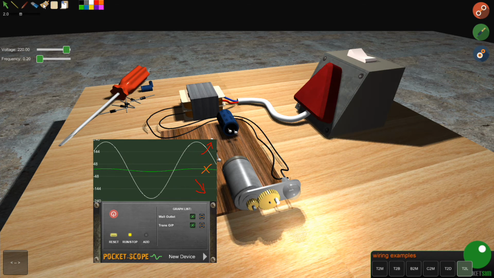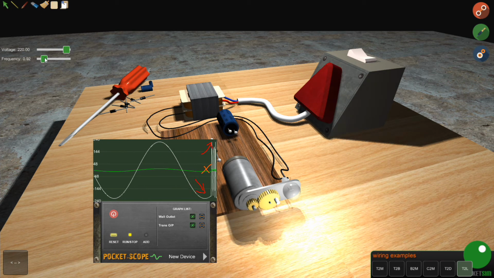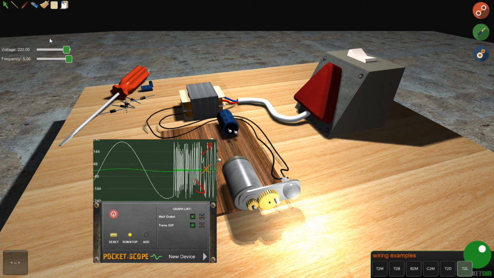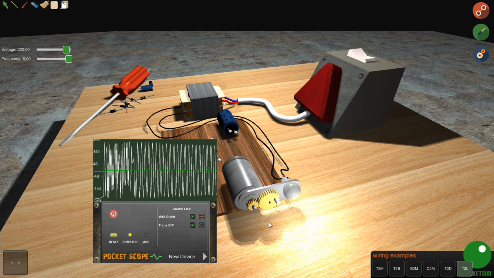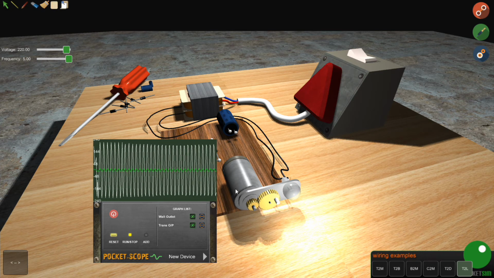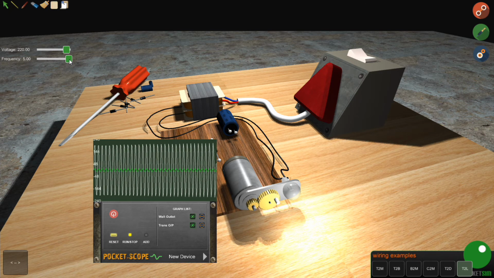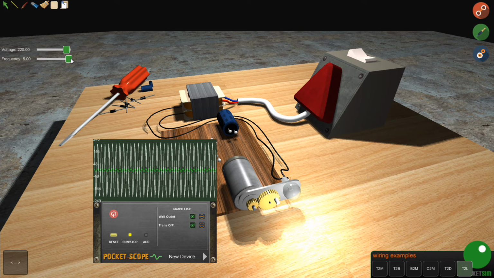If I crank up this frequency slider, you'll notice that we get close to a consistent light. This is because the switching is so fast that the bulb does not have enough time to lose the heat energy, and to the naked eye, it looks like a consistent light source. We have now proven that alternating current is acceptable when providing power for the light bulb.